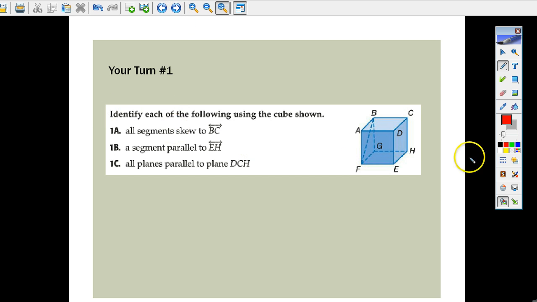Alright, so here's your turn, 1A through 1C. Go ahead and do numbers 1A through 1C and come back when you're done.